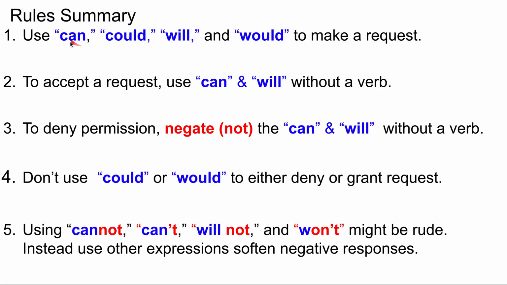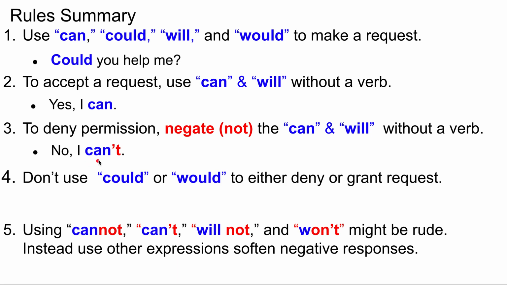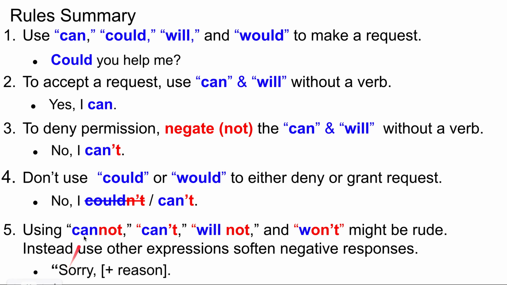Okay, moving on. So use can, could, will, and would to make a request. For example, could you help me? To accept a request, use can and will without a verb. Yes, I can. No verb. To deny permission, negate with not and use can and will without a verb. For example, no, I can't. Don't use could or would to either deny or grant requests. Okay? Don't say no, I couldn't. No, I can't. Using cannot, can't, will not, and won't might be rude. Instead, use other expressions to soften negative responses, such as sorry, but I can't, sorry, but I cannot, sorry, but I will not, sorry, but I won't, and the reason.